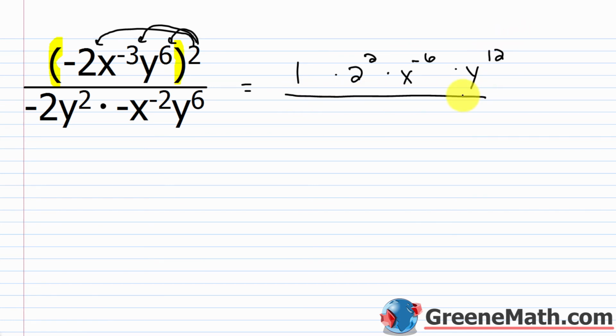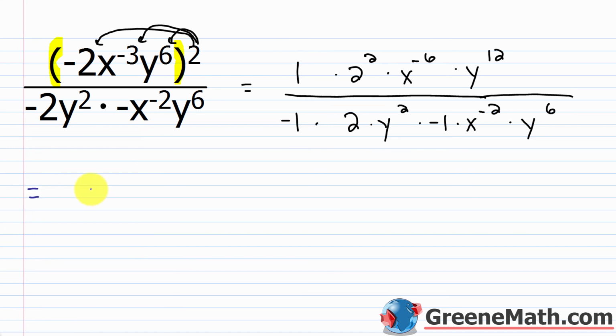Then this is over. I have a -2, which I'm going to write as -1 times 2. Then I have y squared. Then I have a -x, so I'm going to write -1 times x. This is raised to the power of -2. Then times y to the 6th power. So a lot of things we can do. And I want to go slowly. I know a lot of you can do this much quicker, but I want to go slowly so everybody can follow along. So let me just start by simplifying in the denominator real quick.